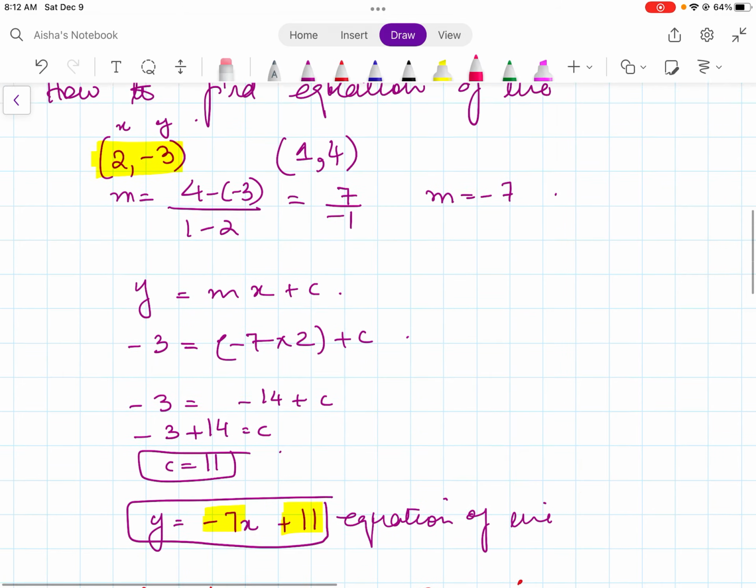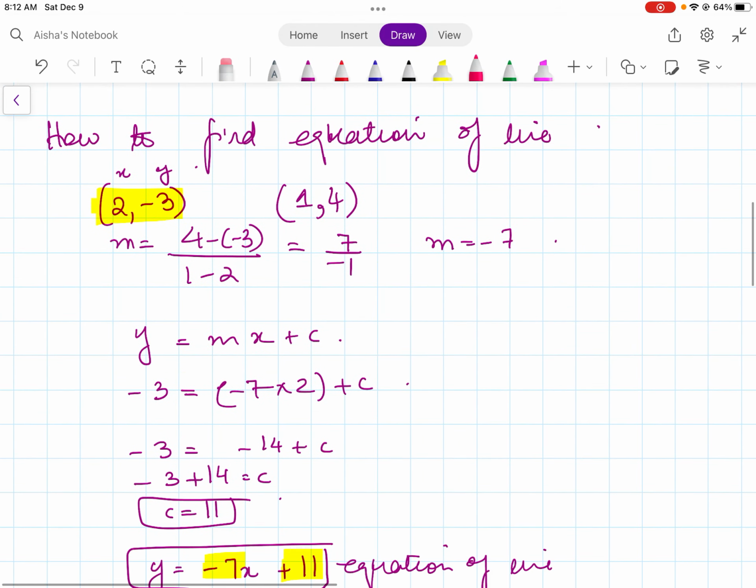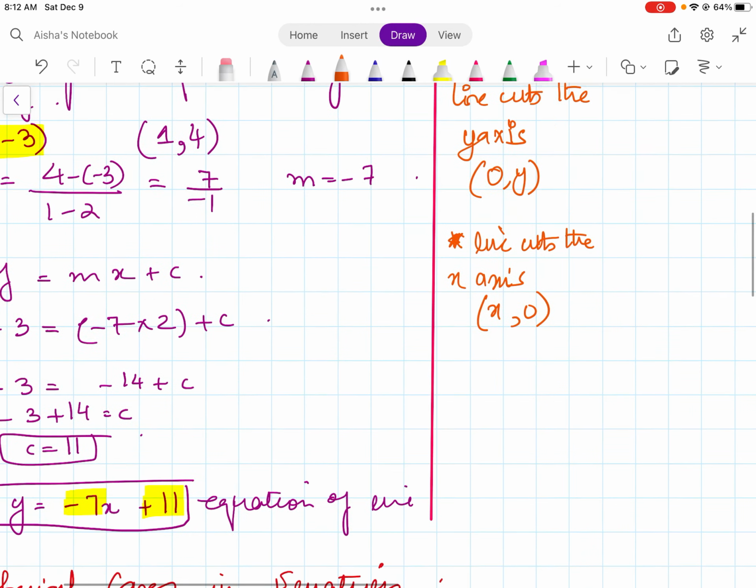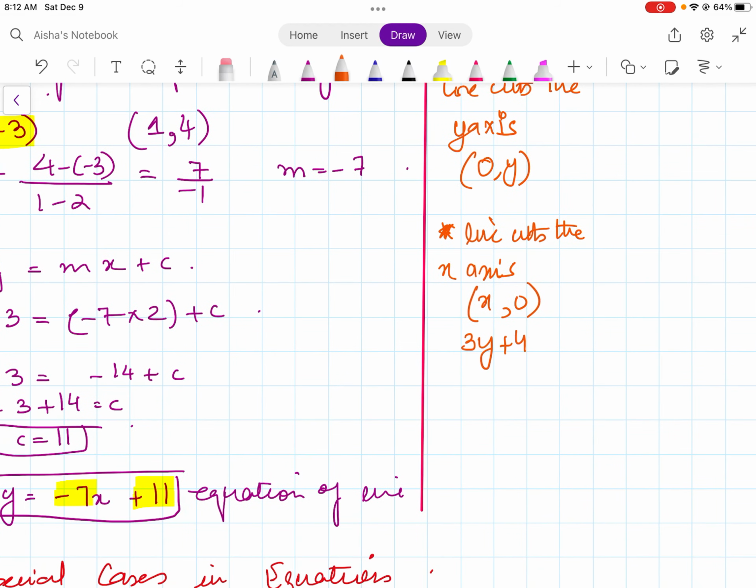Now there's one thing that I missed out while explaining you. When I say a line cuts the y-axis, meaning 0 comma y. Line cuts the x-axis, x comma 0. So if I say 3y plus 4x equals to 5 cuts the axes at P and Q, this is my question. Find the coordinates of P and Q.